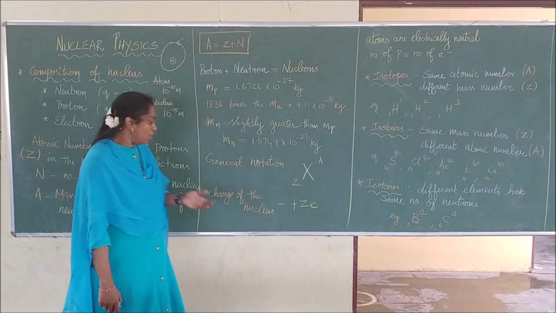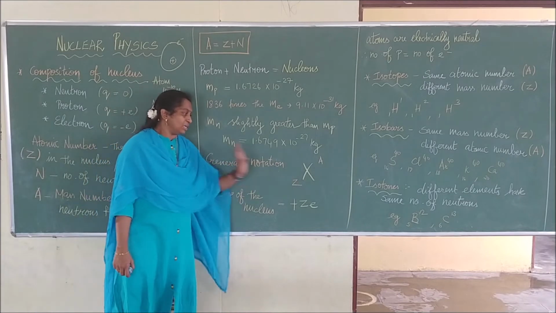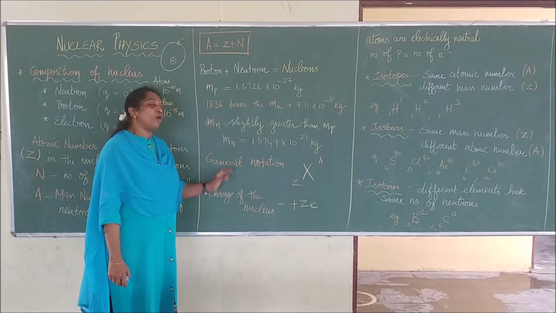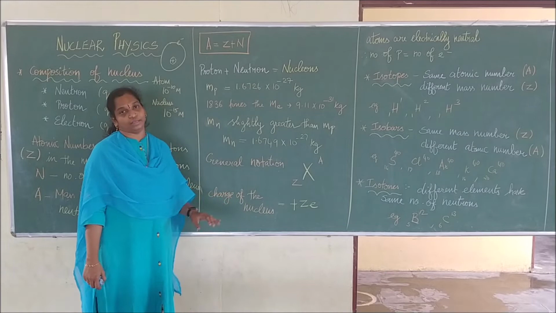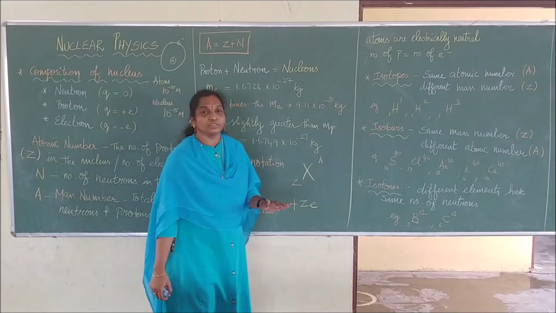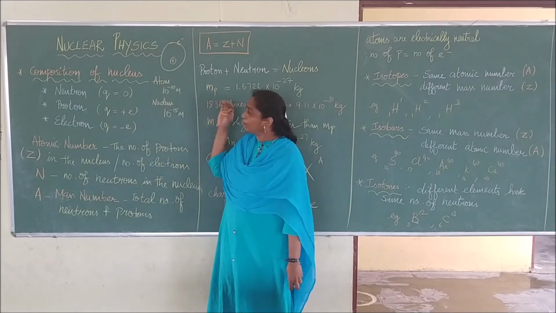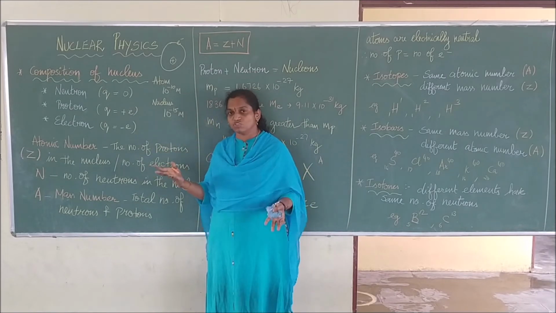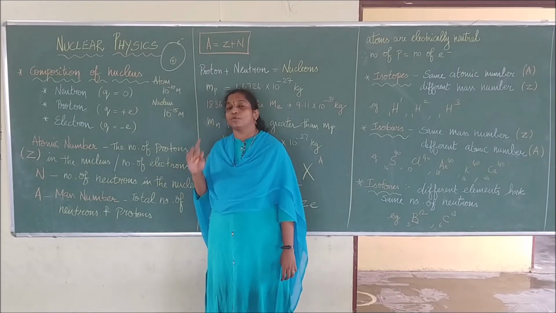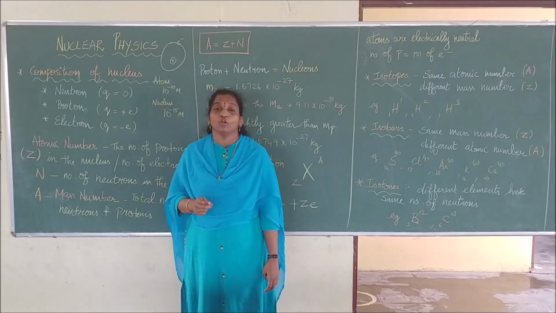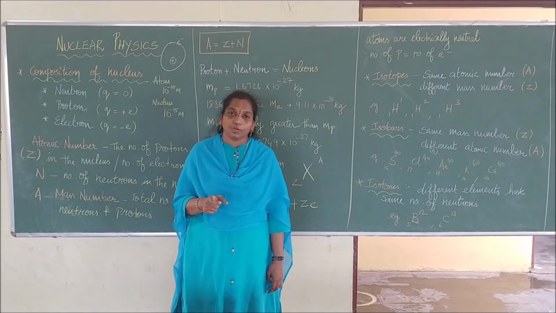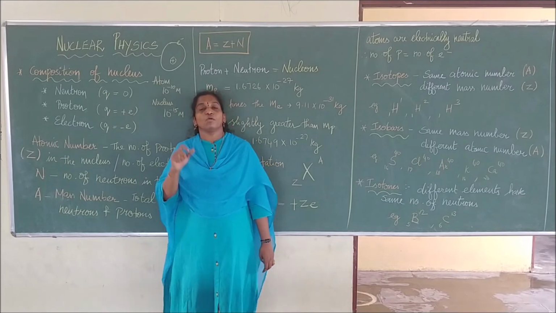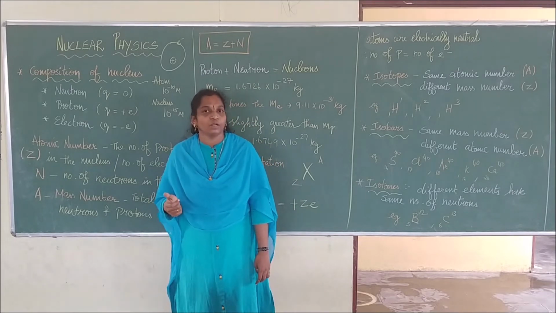This is the notation we are going to use to represent elements. Next, how to represent the charge of a nucleus? Since the nucleus has only protons and neutrons, and neutrons are neutral in nature, that is, no charge, only the proton is charged, and the proton is positive in nature. Therefore, the charge of a nucleus is positive.